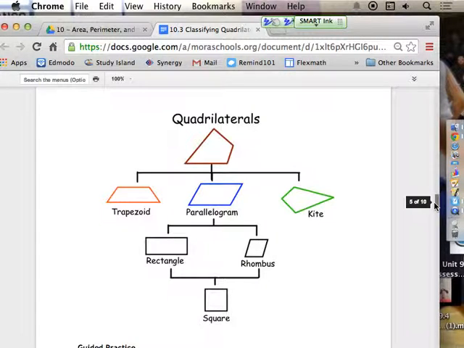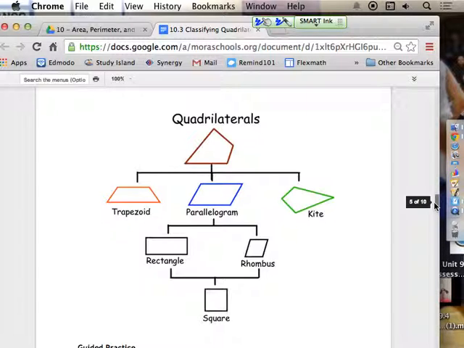Parallelogram. A parallelogram has two sets of parallel sides like this. Of course, it doesn't need to have 90-degree angles. It could, but it doesn't need to. All right, that's a parallelogram. And of course, as you can see, it could have four sides equal, but this one doesn't, and that's still a parallelogram.